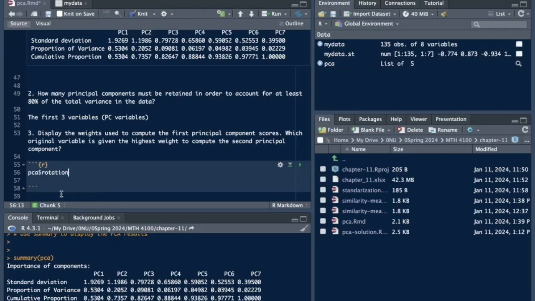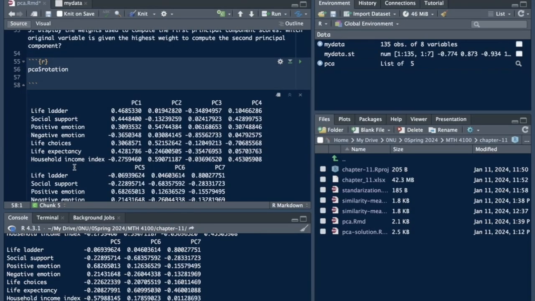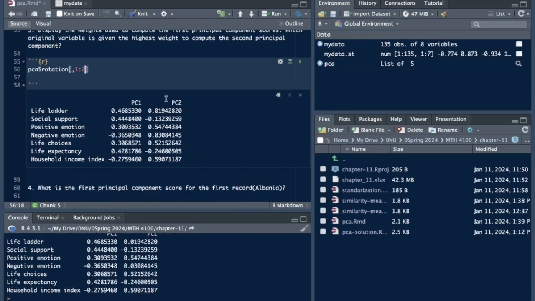So if you show rotation, what's going to happen? We are going to see the weights used to compute the first principal component, and the second, and the third, and the fourth, the fifth, the sixth, and the 7th. Let's focus on the second. So I'm going to choose the first and second columns. It should be, let me try this. Yeah, here we go. So these are the first and second principal components. This is important to know. So these principal components, how were they created? They have been created based on weights of the variables.